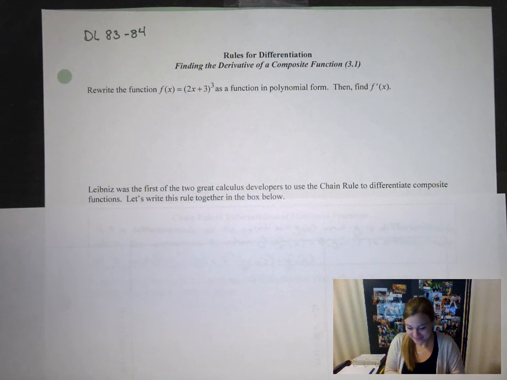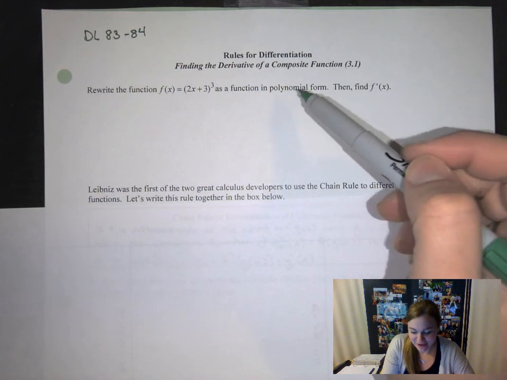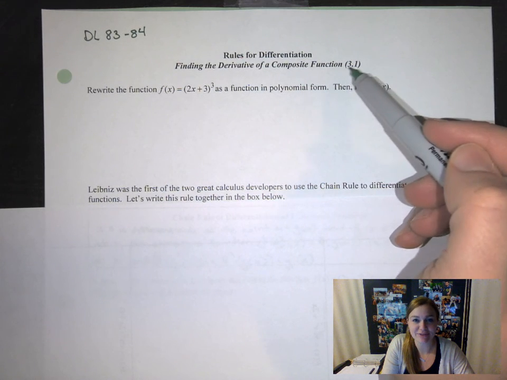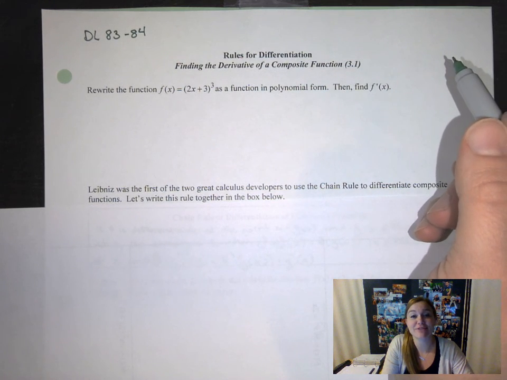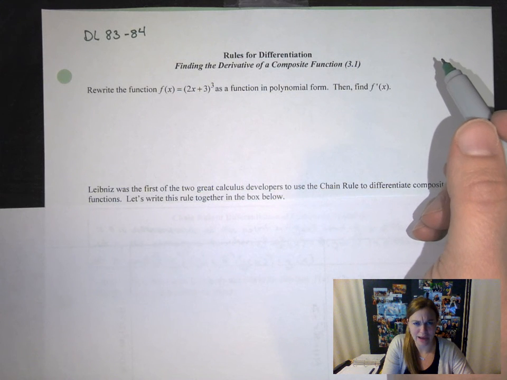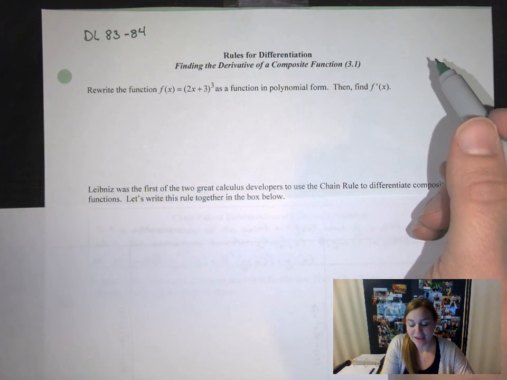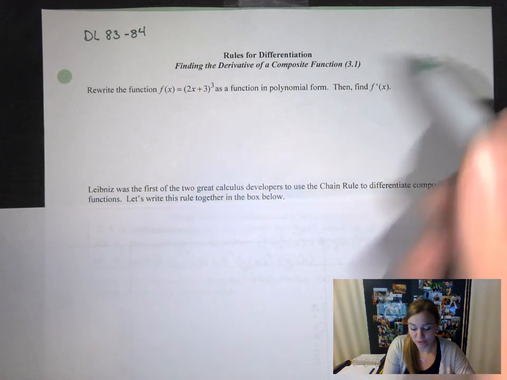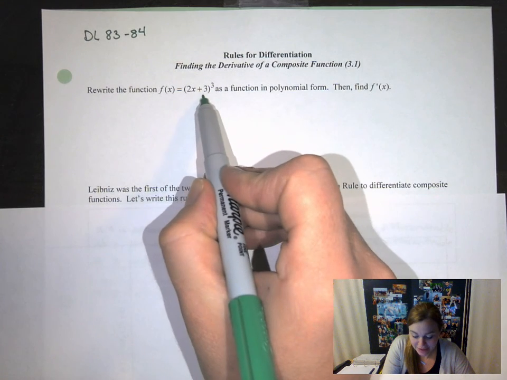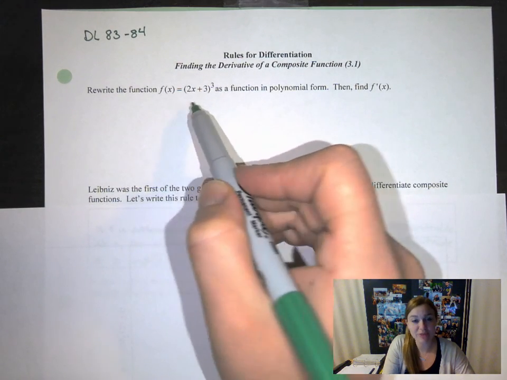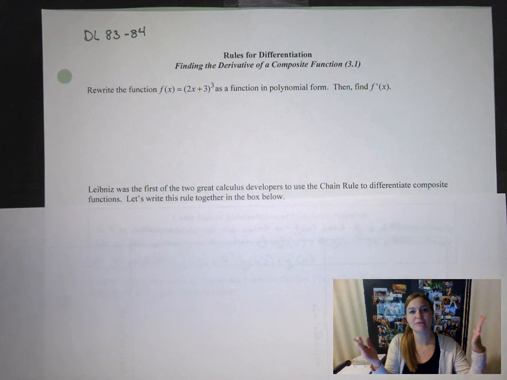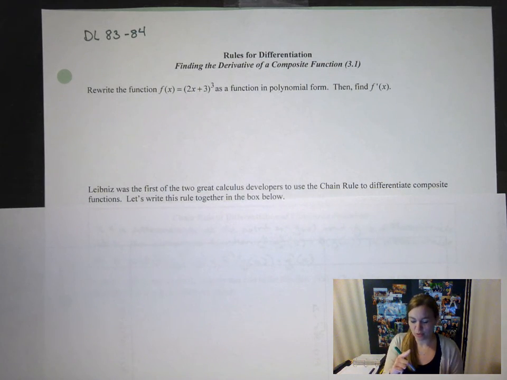Okay, let's go. The first thing, this says rules for differentiation, and it says finding the derivative of a composite function. A composite function is a function within a function. I'll get to that in a second. So for instance, in this one, 2x plus 3 is a function within the x cubed function. More on that in a second.